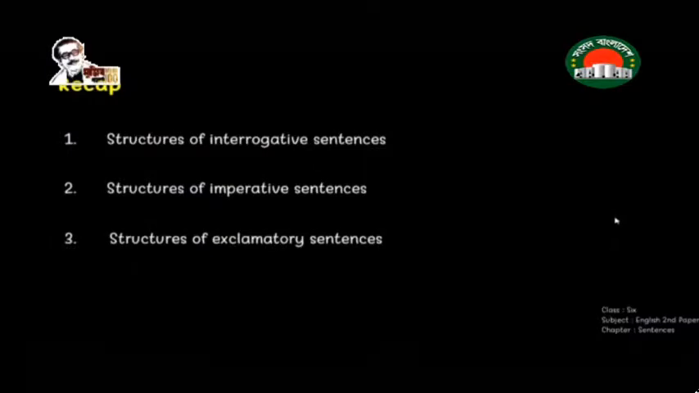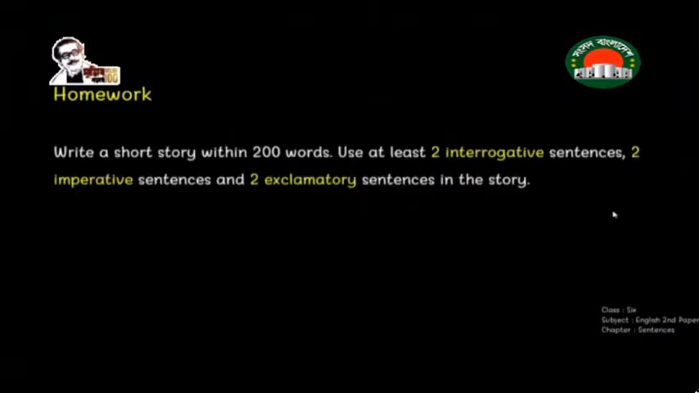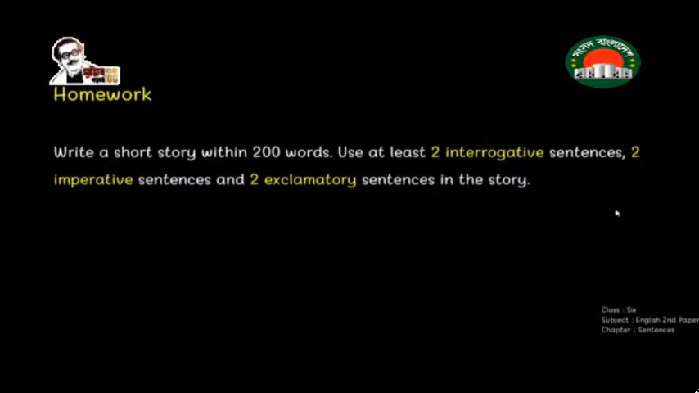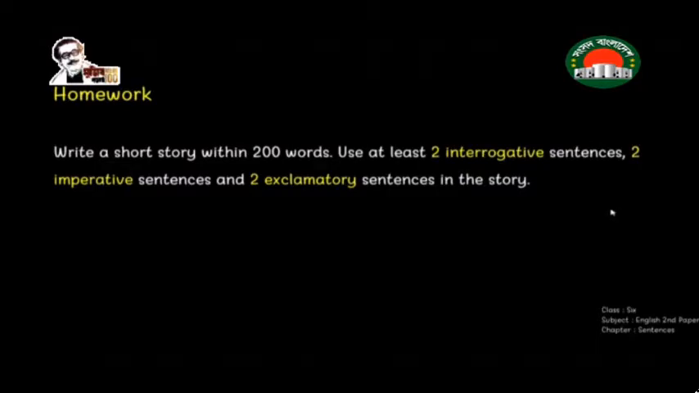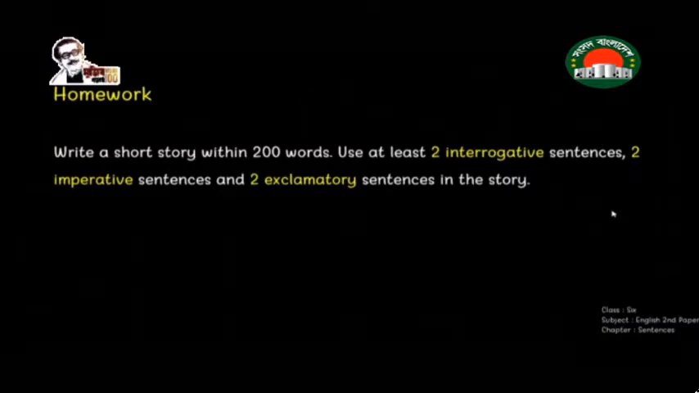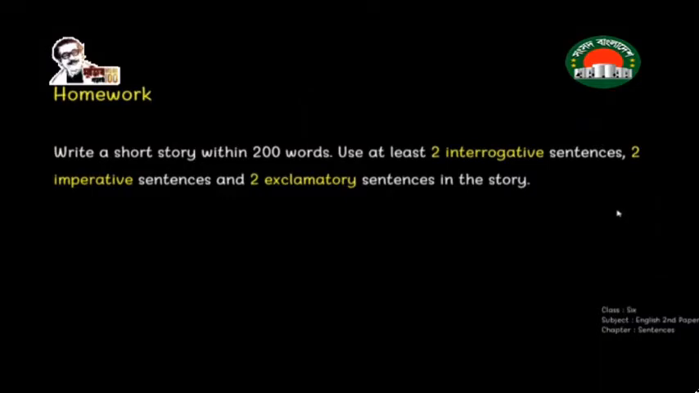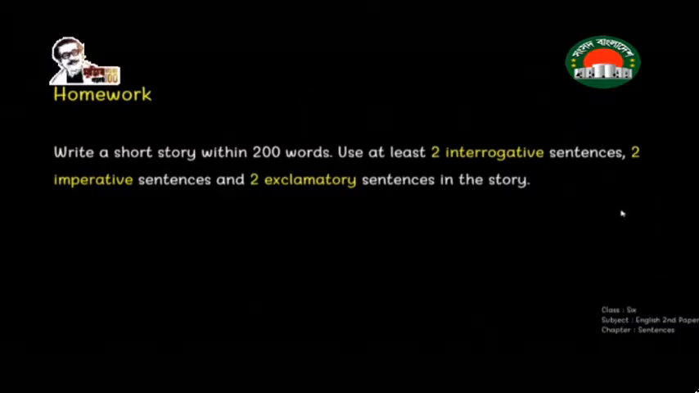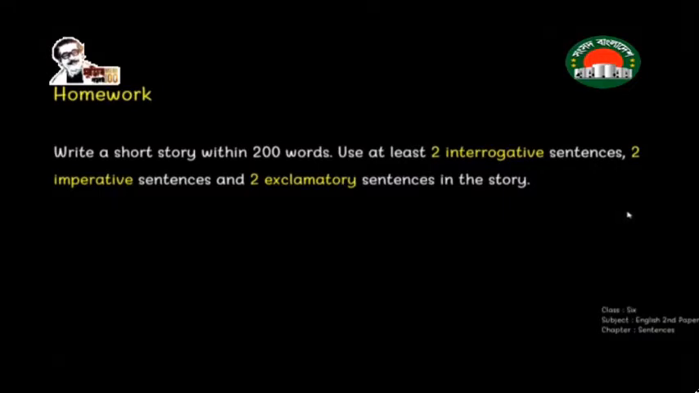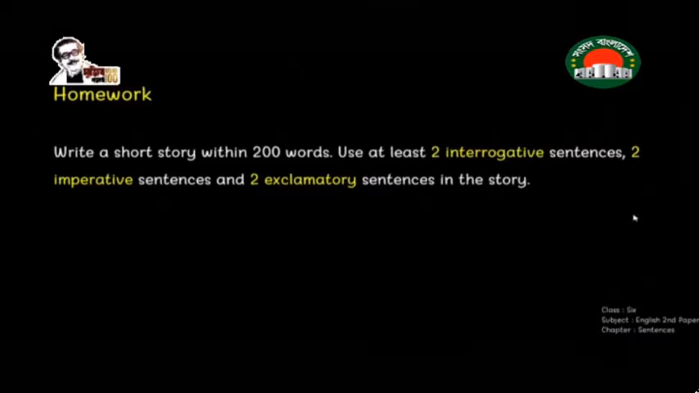Now the obvious part, homework. So what you need to do? You need to write a short story within 200 words. Use at least 2 interrogative sentences, 2 imperative sentences, and 2 exclamatory sentences in the story. After completing this homework in a separate notebook, you must submit it to your English teacher when your school opens. It is a part of our continuous assessment.